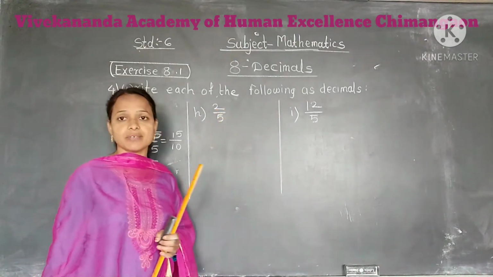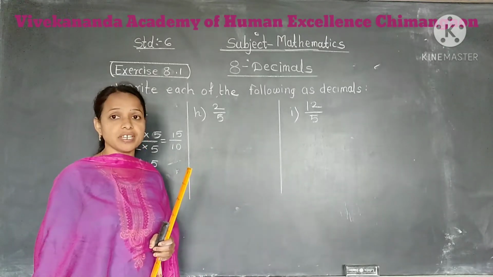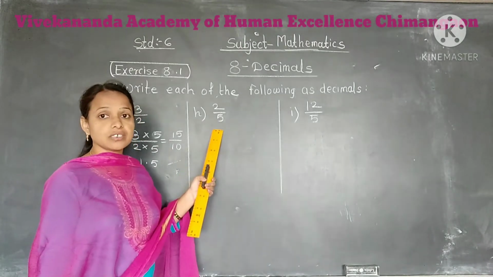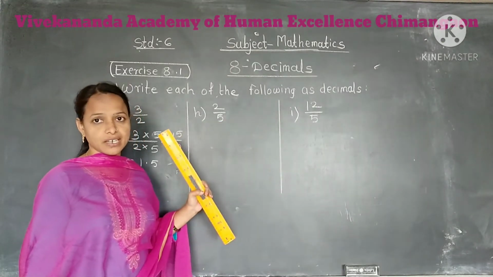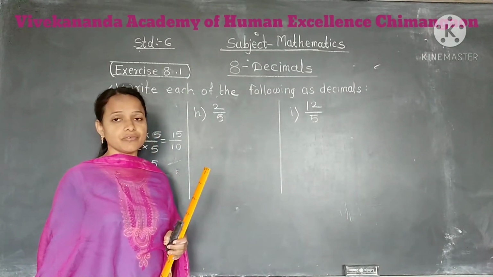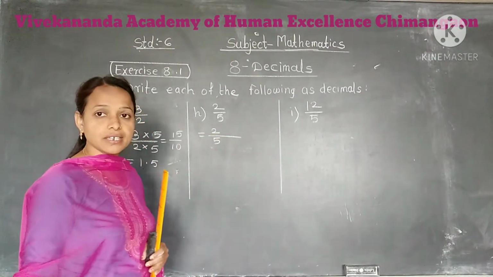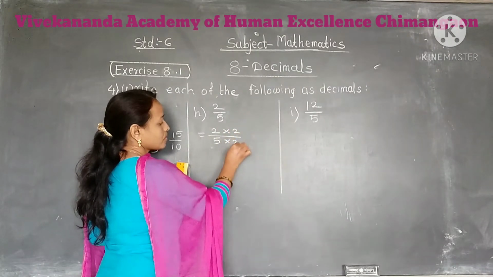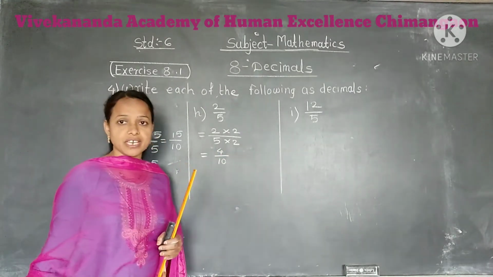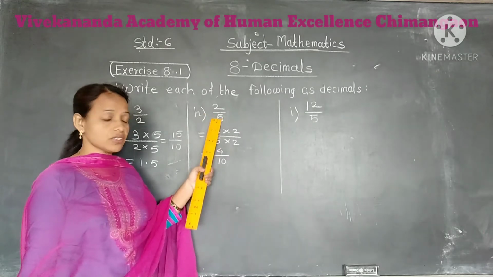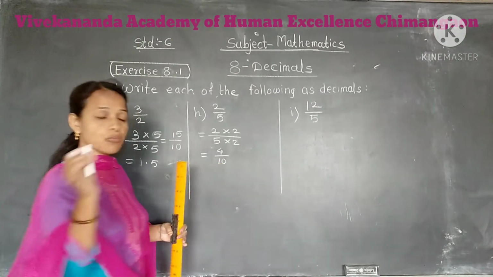Next example is 2 upon 5. In this example also the denominator is 5. But to represent a decimal we want denominator 10. So here also we express 2 upon 5 as an equivalent fraction with denominator 10. For that we multiply numerator 2 and denominator 5 by 2. 2 twos are 4, 5 twos are 10. Now we write its decimal representation, 4 upon 10, as 0.4.